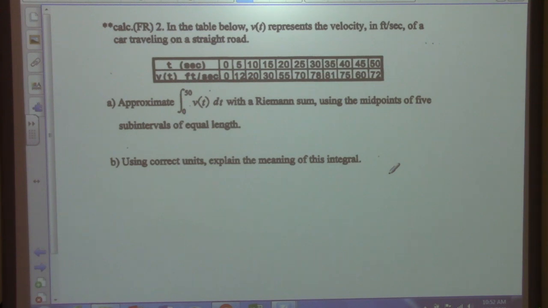Any additional explanation besides Gavin's? How'd you get it? To seconds, so feet. Okay, so Hannah's saying that we had feet per second, you take the integral of that, you're left with feet, right? Okay, that's a good explanation. Yeah, exactly right. So using correct units, what is the meaning of the integral?